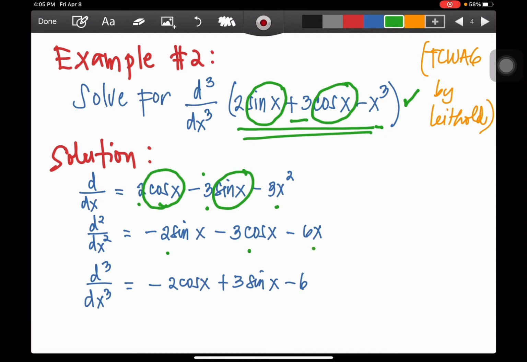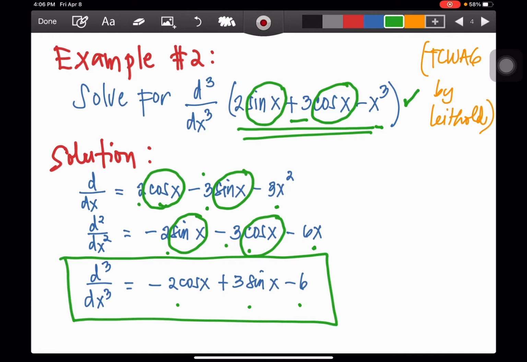Let's proceed to the last, the third derivative. The derivative of sine x is cosine x times 2. It's negative 2 cosine x. The derivative of cosine x is negative sine x times 3, so it's positive 3 sine x. And the derivative of negative 6x is negative 6. So this is our final answer.